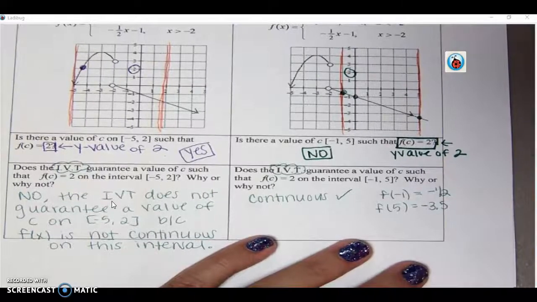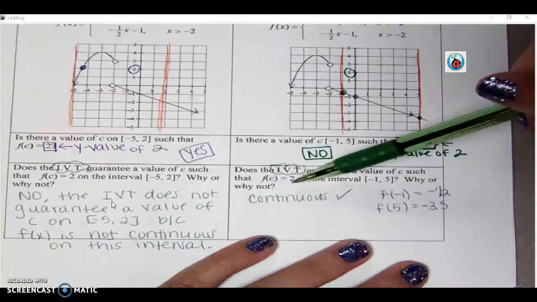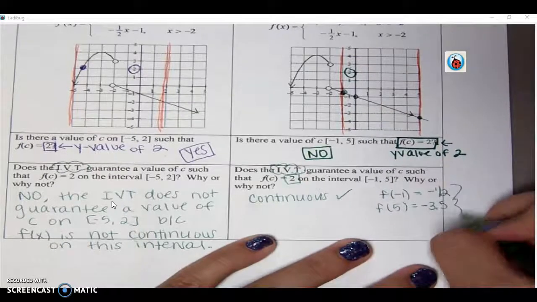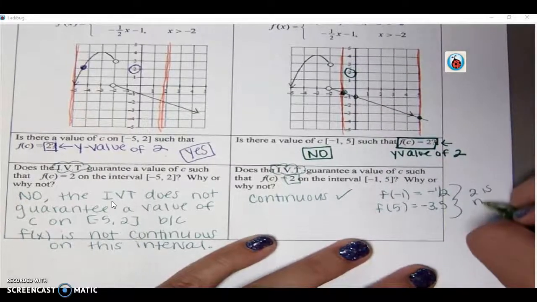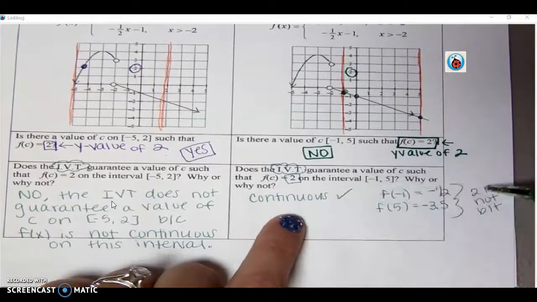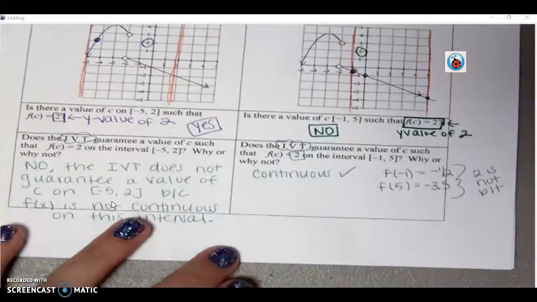Okay, remember up here at the top when we wrote our intermediate value theorem, it said that the y value that they're asking us about, so in this case 2, has to be in between those two y values. Well, 2 is not between these. So it has to be continuous, but it also has to be between there, so that's also not true.